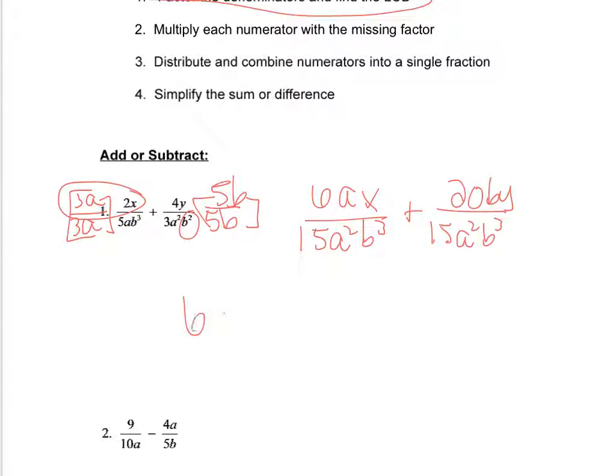So it'd be 6ax plus 20by all over 15a squared b cubed. And you might be thinking, can we cancel anything? You cannot, so that's it.